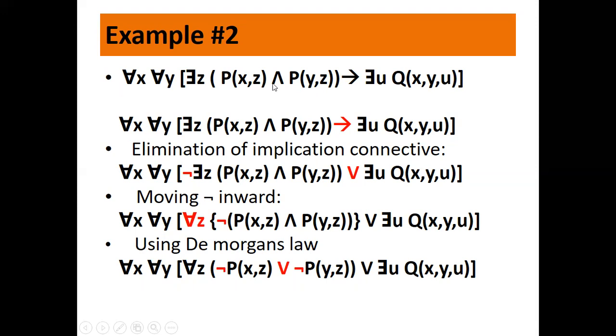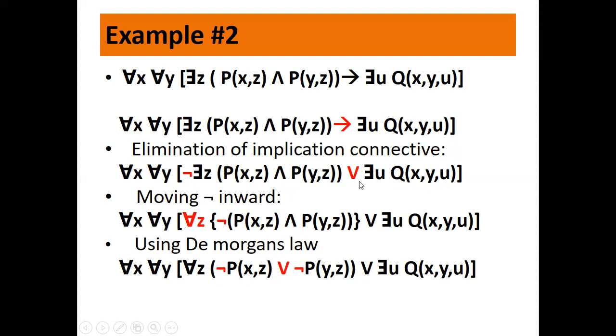What is the first step given the statement? First step is elimination of the implication connective, right? How do we eliminate it? We eliminate it by adding a negation and an OR operator. So negation of there exists z, then p of x comma z and p of y and z, or there exists u, q of x, y and u. So implication is replaced by negation and the or connective.